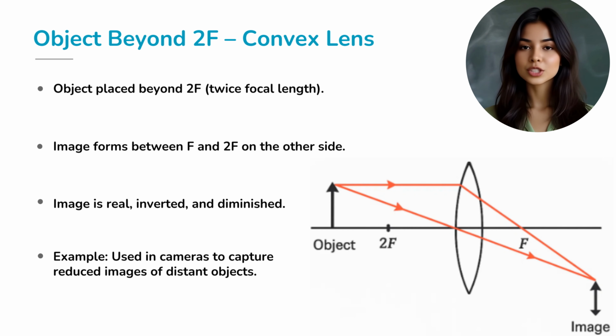Here's a real-life connection. This is exactly how cameras capture distant objects. Think about when you take a photo of a tall building. The entire building, far larger than your camera, gets reduced to a tiny, sharp image on the camera's sensor or film. The lens is doing the shrinking for you. So to summarize, object beyond 2f gives you a smaller, real, and inverted image between f and 2f. In other words, the convex lens acts like a natural photoreducer.